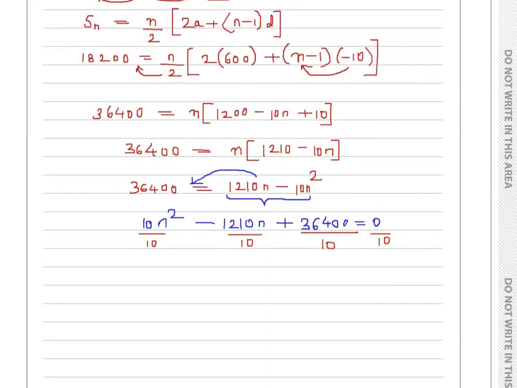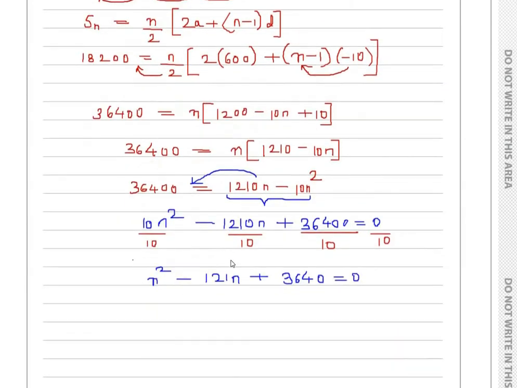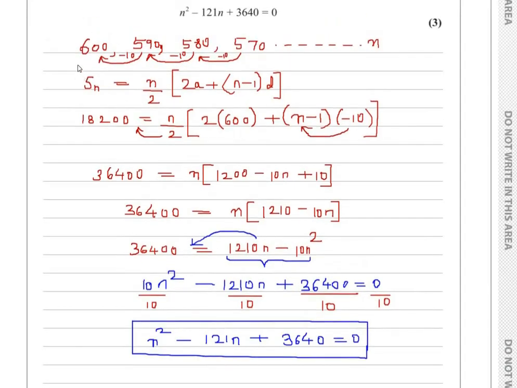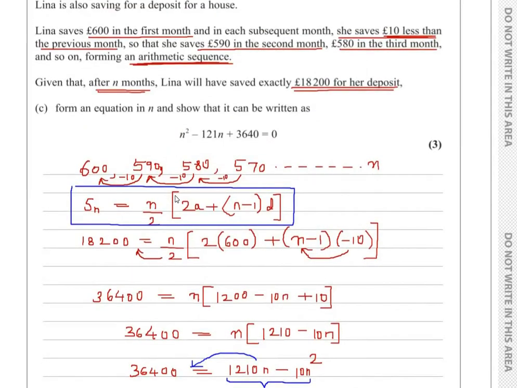This gives us 10 over 10 is 1, n squared minus 121n plus 3,640. So let us check. This is what we were asked to prove. Yes, we have got the same equation and we have proved it using the formula. So this is the answer for part C.